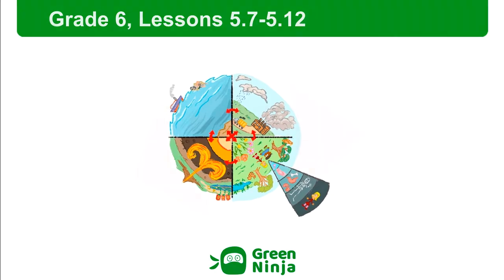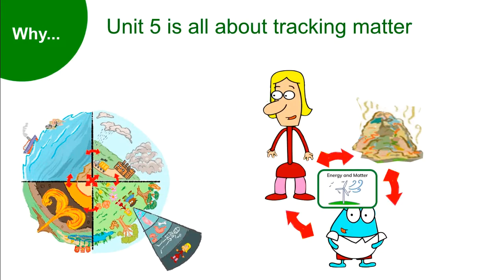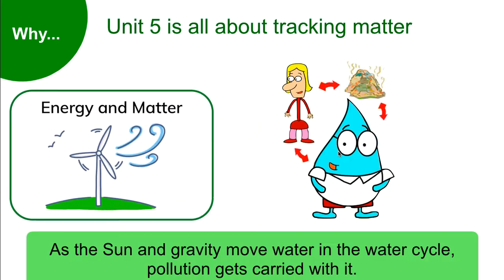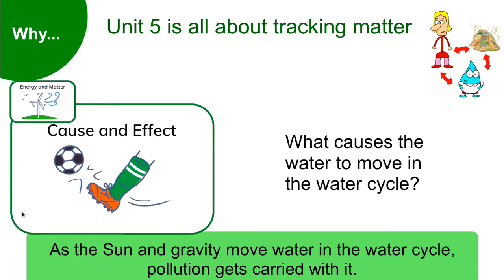In the second set of lessons from Unit 5, we build on this idea that Unit 5 is all about tracking matter through the different parts of the Earth's system. And now we're focusing in on the water cycle specifically, but not just the water cycle. We're looking here at the cause and effect portions of the water cycle. What causes the water to move in the water cycle?